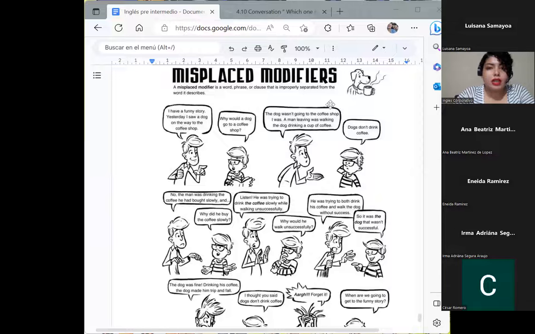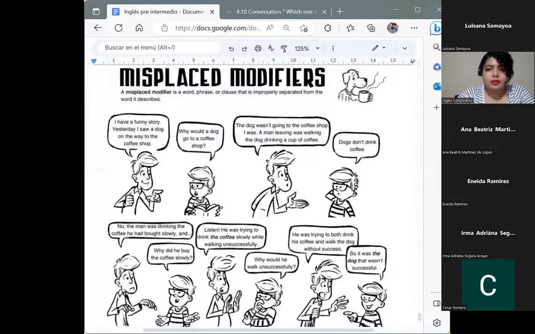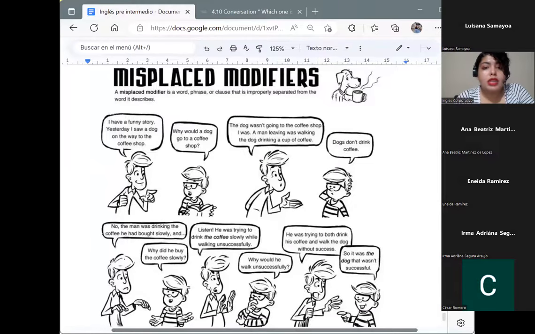Let me see if I can do it like bigger. Let me see if I can do it like this. Okay, I think it's better. So, está diciendo, el hombre se estaba yendo y estaba paseando al perro tomando una taza de café. Ahí mismo lo dice. The dog drinking a cup of coffee. Dogs don't drink coffee. Los perros no toman café. No, the man was drinking the coffee.